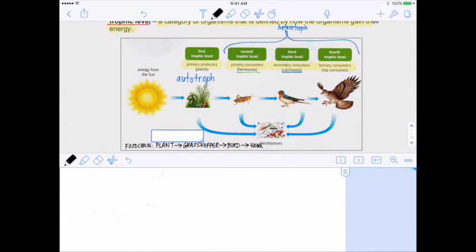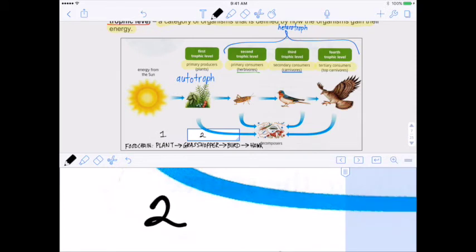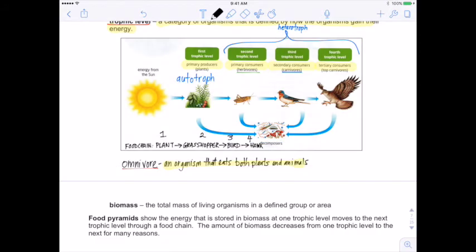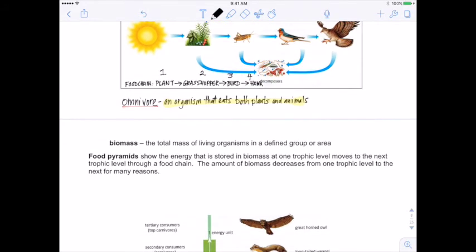Now you can label the trophic levels. The plant is the first trophic level. The grasshopper is the second trophic level. The bird is the third, and the hawk is the fourth. Next definition is that of biomass. Biomass is all of the total mass of living organisms in a defined group or area. So if you took all of the plants and piled them all up, then you took all of the primary consumers and piled them all up, you would have all of the biomass for a living area.